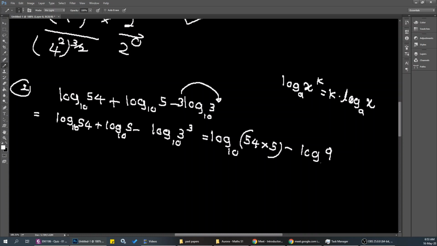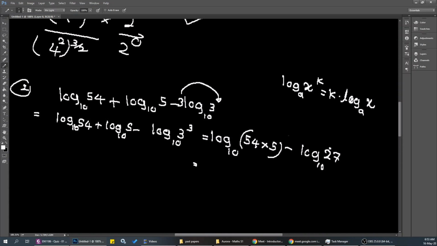We can write it as 9, not 9 actually, 27. 3 to the power 3 is 27. I hope you understood what I did here.